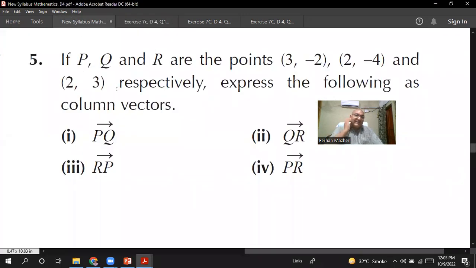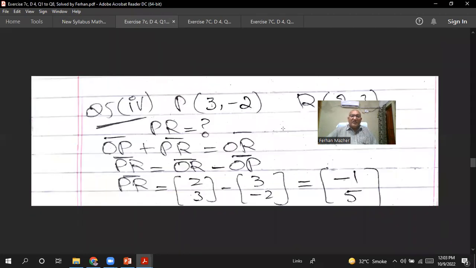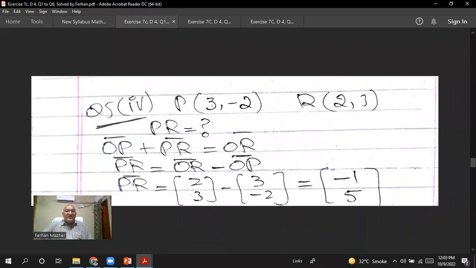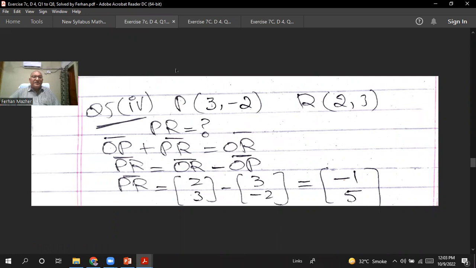The next question they are asking is PR. They want me to find out the value of PR. So I know the coordinates of the point P, I also know the coordinates of the point R. The point P is (3, -2), and the point R is (2, 3). The question is PR. If I know the coordinates of the point P, I know the position vector of P, that is OP. That will be in column vector form. It will be (3, -2).